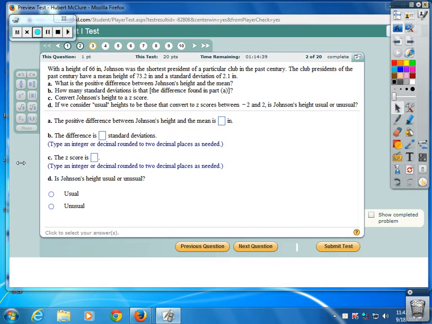With a height of 66 inches, Johnson was the shortest president of a particular club in the past century. The club presidents of the past century have a mean of 73.2 and a standard deviation of 2.1. Okay, now find your Z-score. I just want you to find the Z-score.